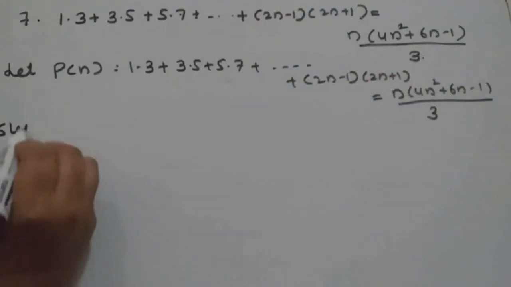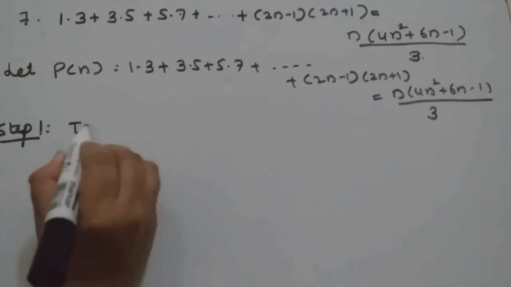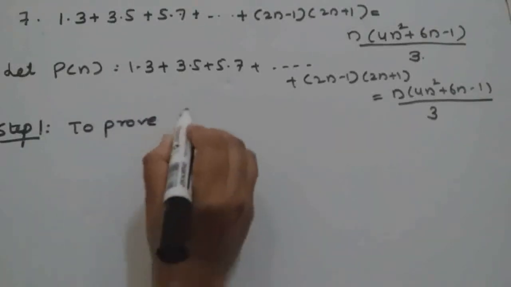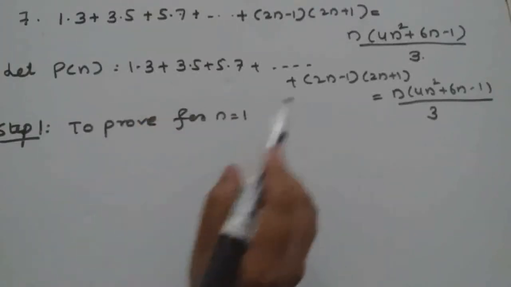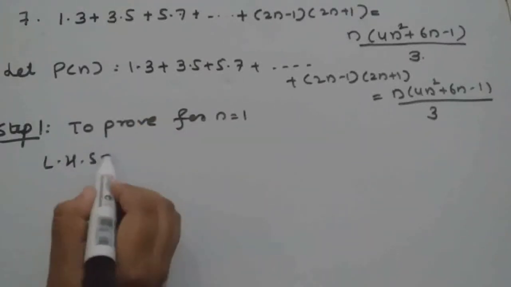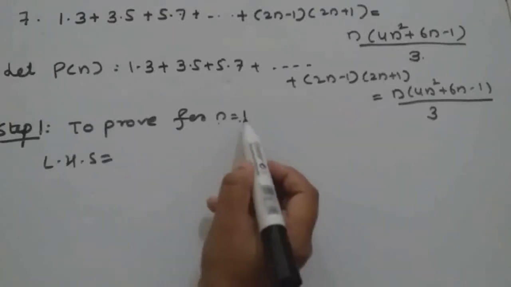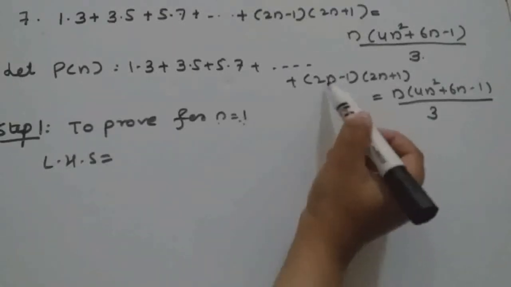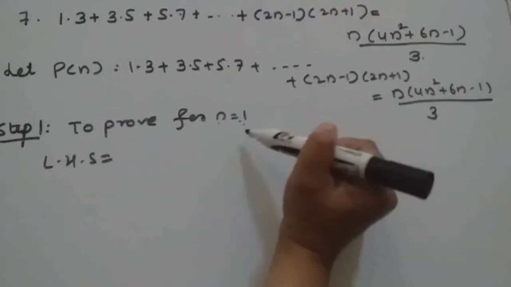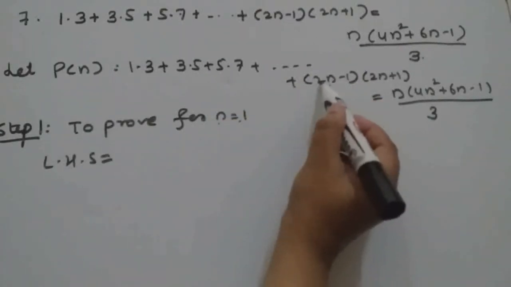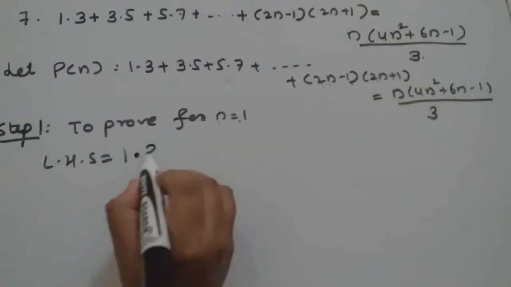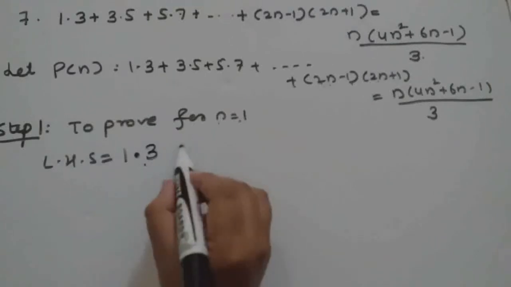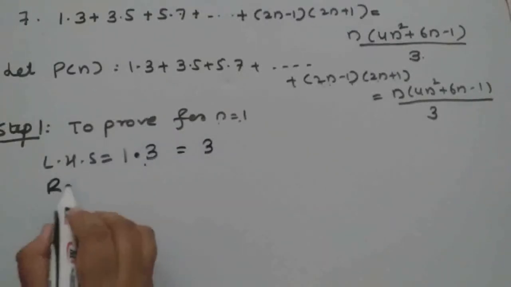So step 1, to prove for n equal to 1, we should prove left hand side and right hand side are equal. So left hand side, n equal to 1 means first term, or here also we can substitute to get the LHS. So if you substitute 1, you will get 2 minus 1, that is 1, into 2 plus 1, that is 3. See, first term only you got, isn't it? So answer is 3.